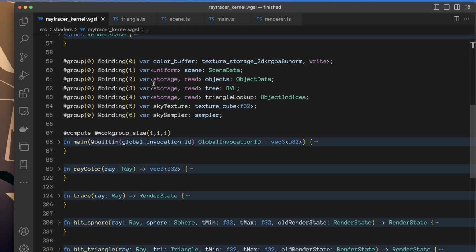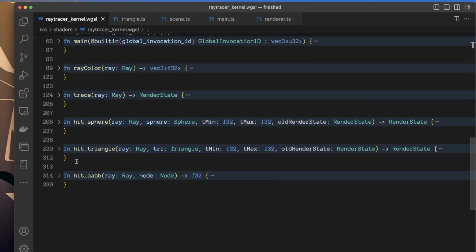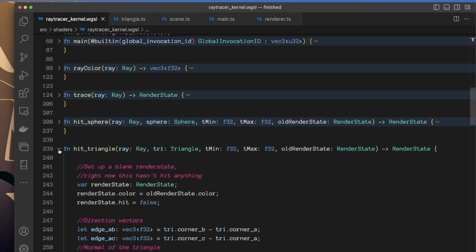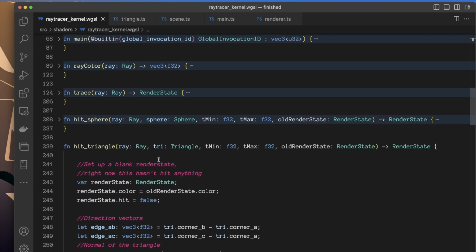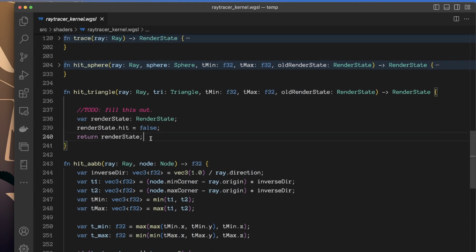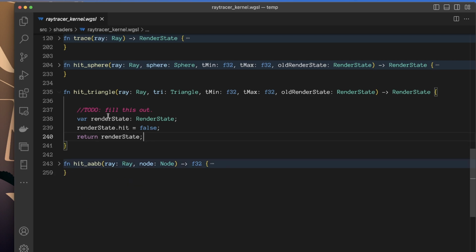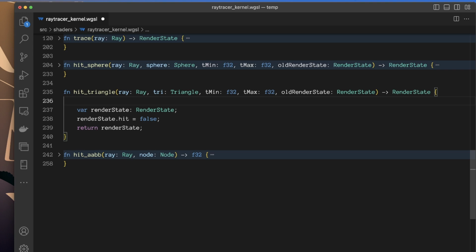Otherwise, it's all the same stuff. And what I want to work on right now is this hit triangle function. Accidentally had my worked solution up. So this is the one. I want to work on this function here. Hit the triangle. Now we can get rid of this because we are going to do this right now.